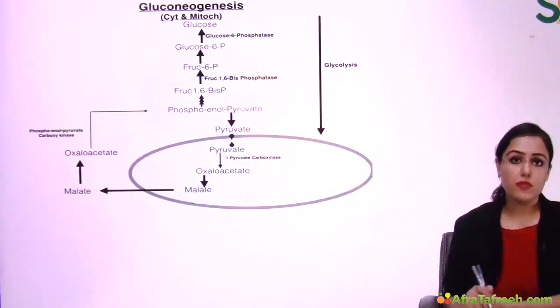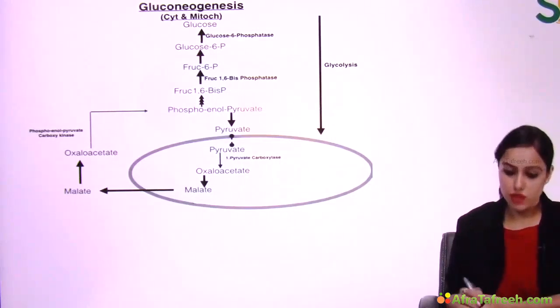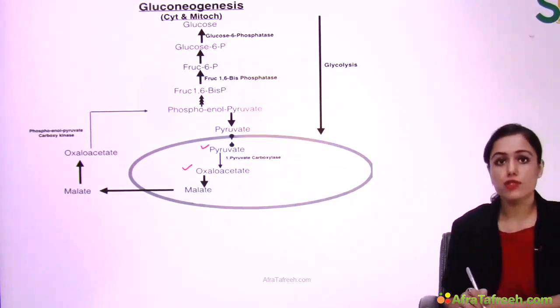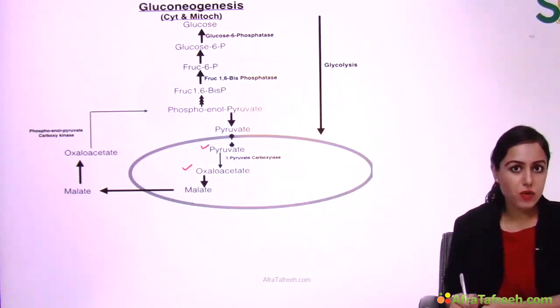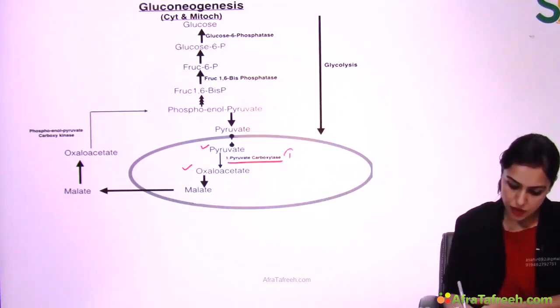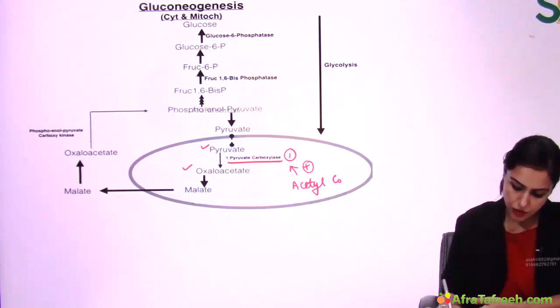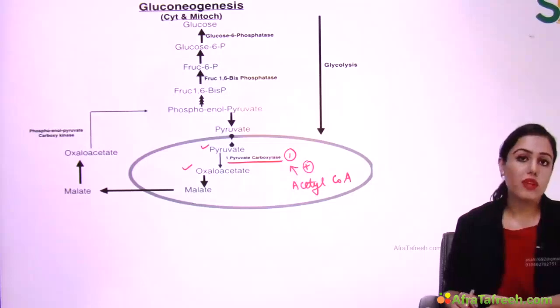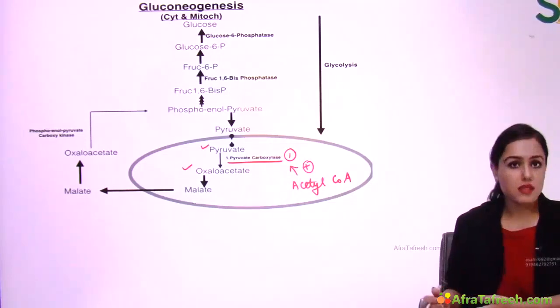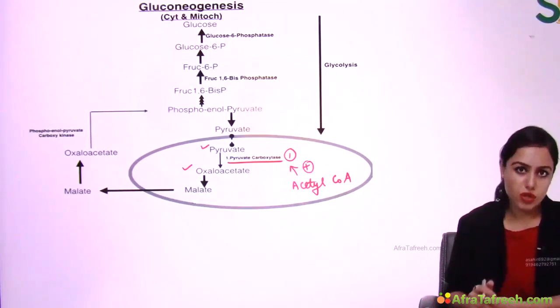So let's see the first step, which is occurring in mitochondria. We have already done with that. That is pyruvate to oxaloacetate, 3 to 4 carbon. The enzyme is pyruvate carboxylase. This is the first enzyme of gluconeogenesis. And I already told you this enzyme is activated by acetyl-CoA. This activation by acetyl-CoA is very, very important, right?